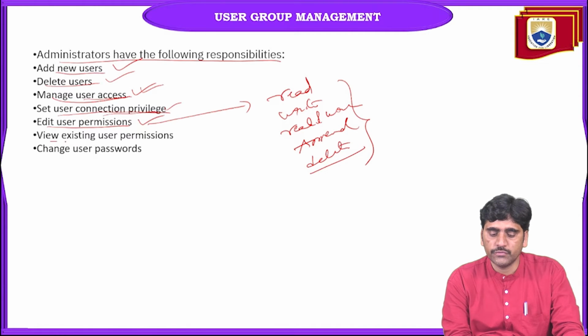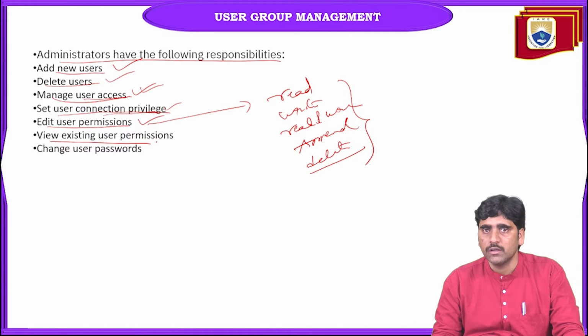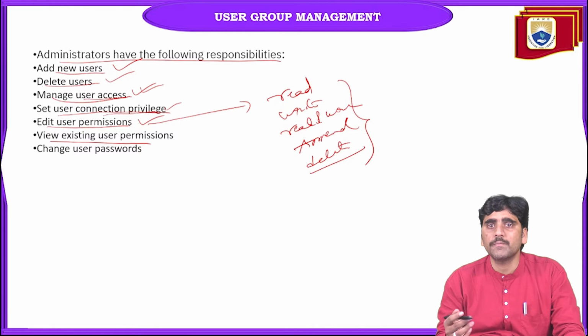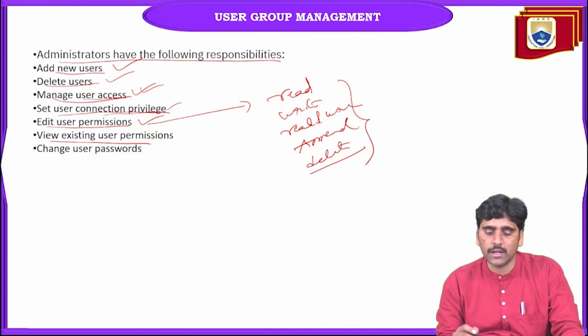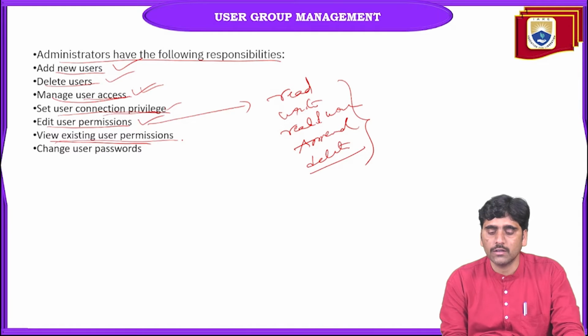Right? And next, view existing user permissions. So one user wants to see the permissions of another user. So that accessibility is also given to the user. So the administrator can give all these permissions.